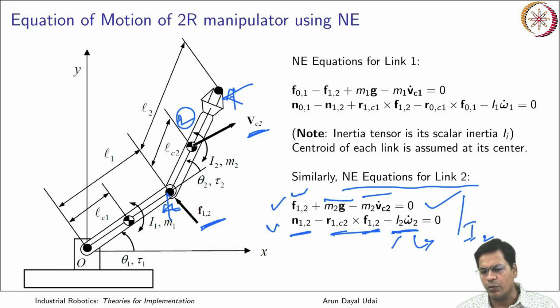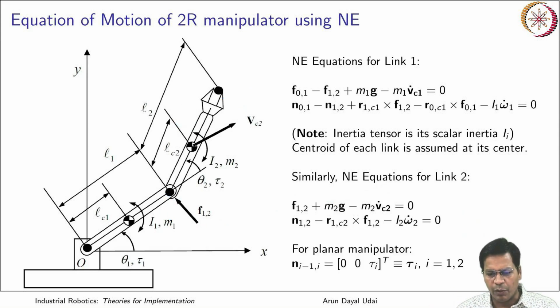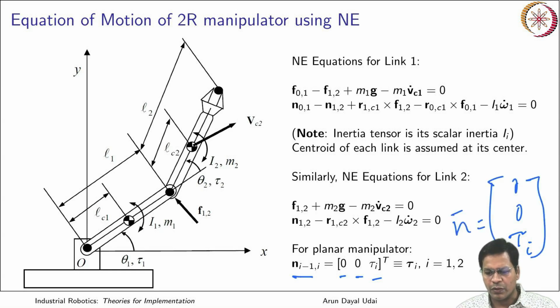Okay, so these are the two equations, Newton-Euler equation, that is for link 1 as well as link 2. For the planar manipulator, moment can be given as 0 0 tau, where tau is nothing but the torque at the joint. It is exactly lying along the z axis, 0 0 tau, so this is your n vector. Similarly for both the links, 1 and 2, it is tau 1 and tau 2. Those are the joint torques which you want to find out. So that is what it can be written like this.